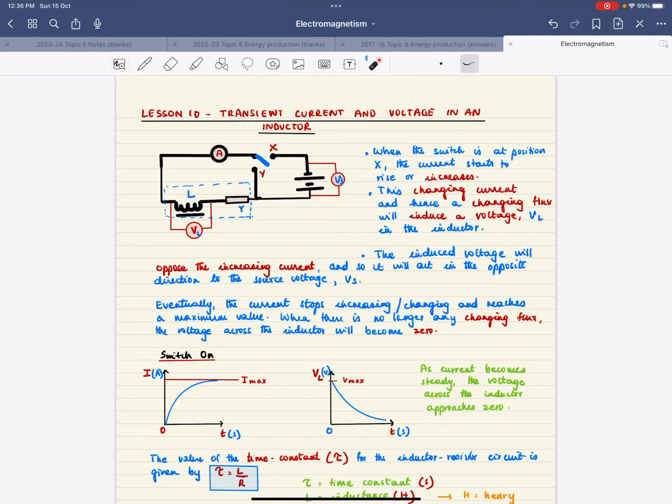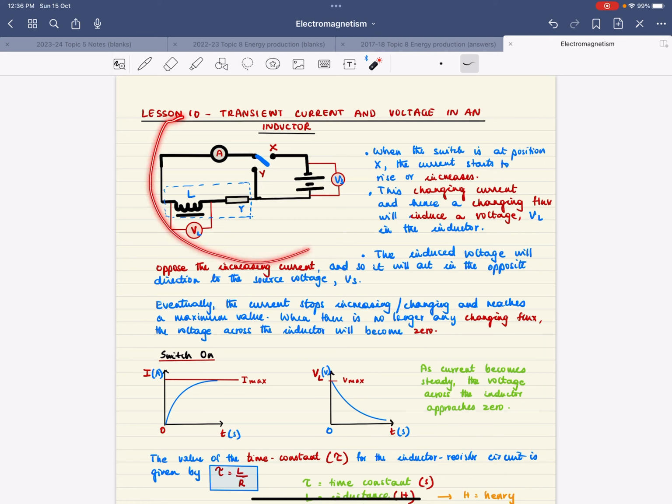This is lesson 10 for year 13 physics on electromagnetism. This is the last lesson for electromagnetism, and this one has to do with transient current and voltage in an inductor in a DC circuit.